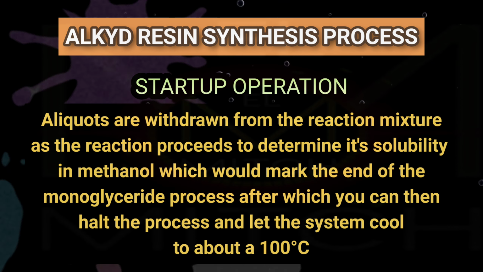For you to determine that the formation of the monoglyceride is reached, you have to be drawing aliquots. Withdraw some portions from the reaction system at intervals of about 30-40 minutes. Then you test its solubility, just a little portion. Each time you're withdrawing, close the round bottom flask valve immediately, then test its solubility in methanol. Whenever you observe a clear solution that has total solubility, that is the point at which the monoglyceride has been formed.